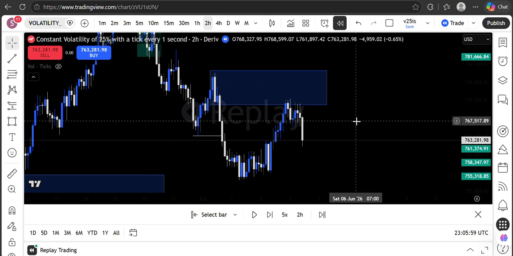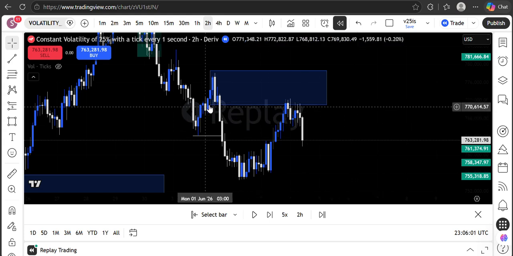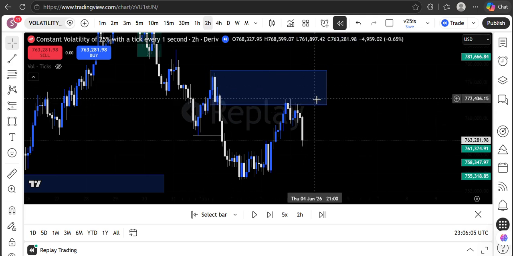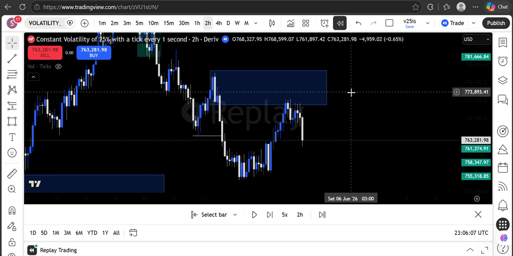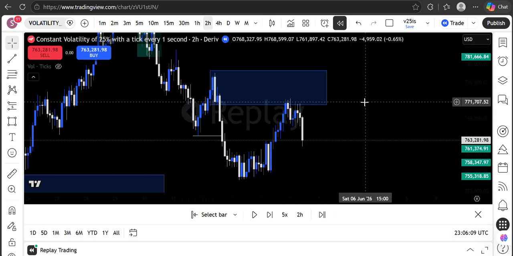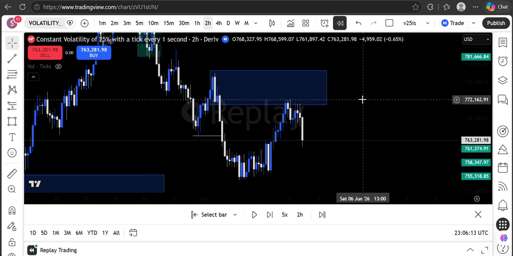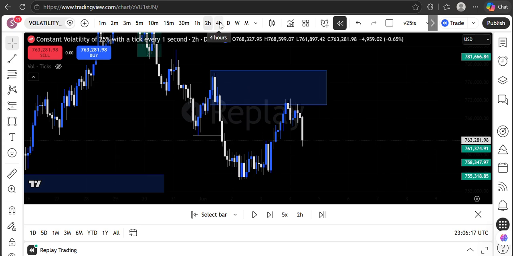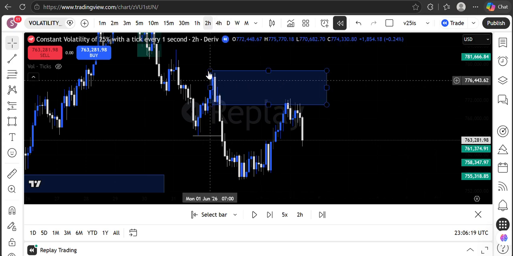Now such an entry will give you more edge than when it is just this one. Okay, though it works, but I prefer the other one. Okay, price mitigating our zone, our order block in the 4 hours time frame, and then in the 2 hours, in the 1 hour order block. So for here, we saw there was a mitigation in the 4 hours, and then there was also another mitigation in the 2 hours.